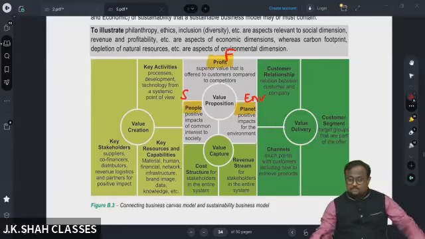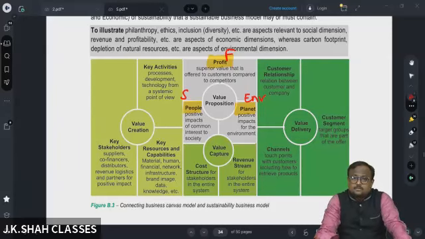Then the relationship between the customer and the company. Not only wishing them on their birthdays, but giving them the best after-sales service, like what Maruti does. These days, they have started sending you servicing messages also. Your service is due on so and so date. They send you messages when your insurance is about to expire.